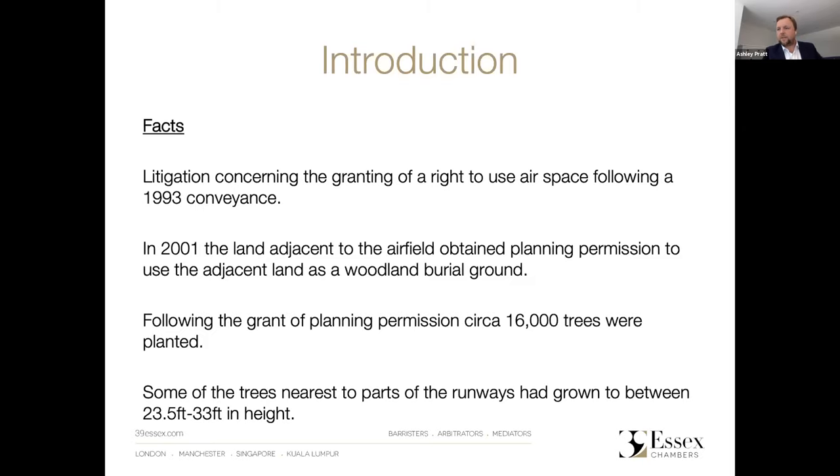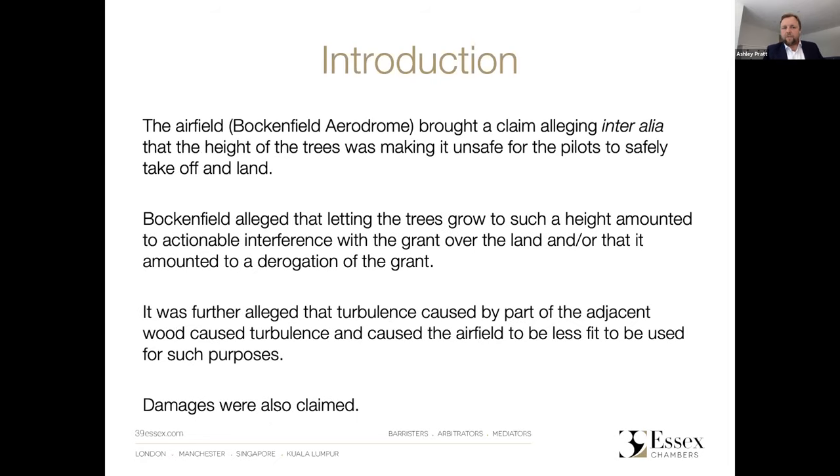Following the grant of the planning permission, 16,000 trees were planted and approximately 12,000 of which remained at the time of the case. By way of background, some of the trees closest to the runway measured 23.5 feet to 33 feet in height, and one can probably imagine where this case is going. Bockenfield Aerodrome brought a claim alleging that the height of the trees was making it unsafe for pilots to take off and land. Broadly speaking, the claims in respect of the height of the trees amounted to, firstly, an actionable interference, and two, they said that it was a derogation of grant, and I'll come to those in a moment. But further, it was argued that certain trees needed to be removed completely.